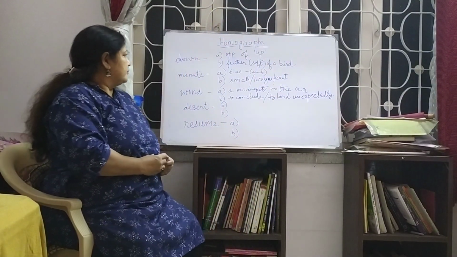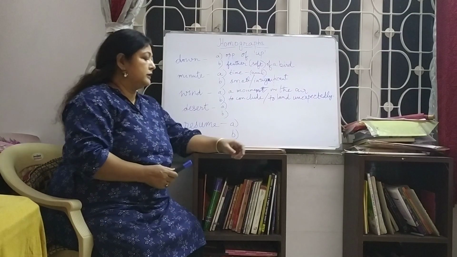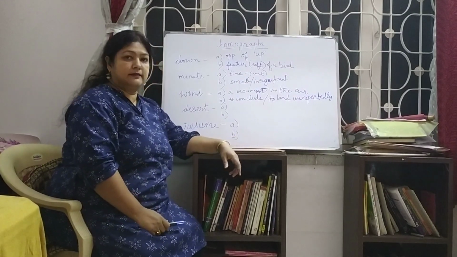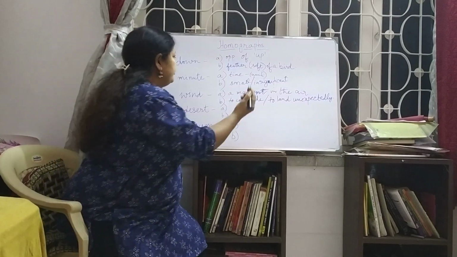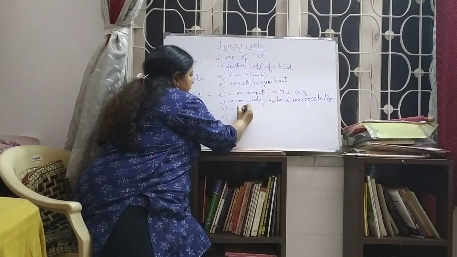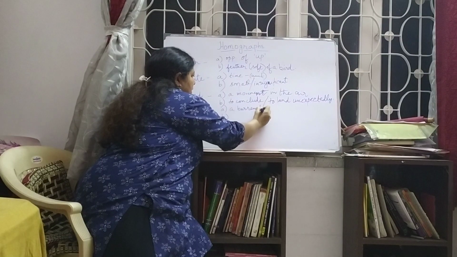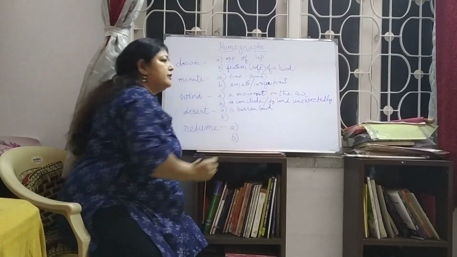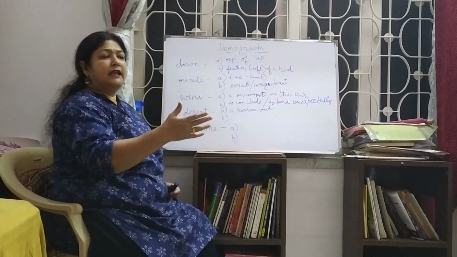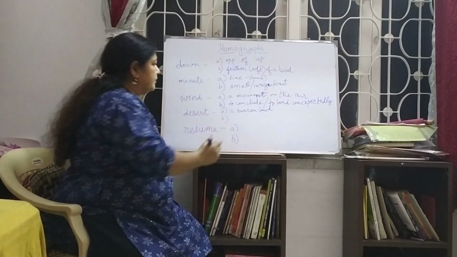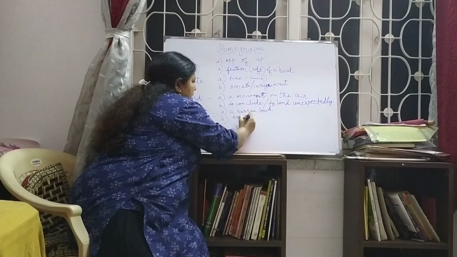Alright. The fourth word that we would discuss today is desert. Now desert's first meaning, all of you know, is a barren land. And the second meaning, I think class 11 and 12 students must know, is to leave, L-E-A-V-E, to abandon. Okay. The second meaning is to abandon.